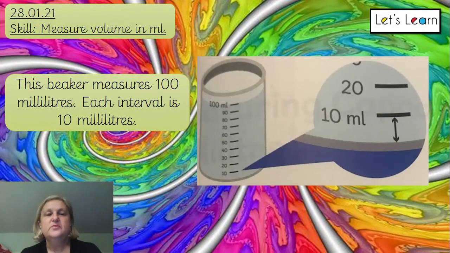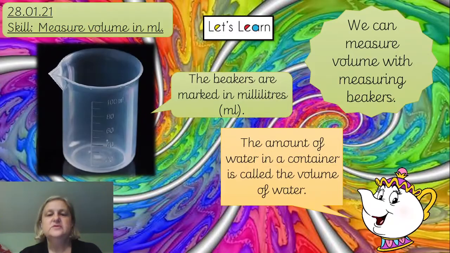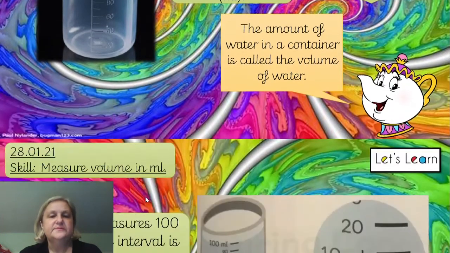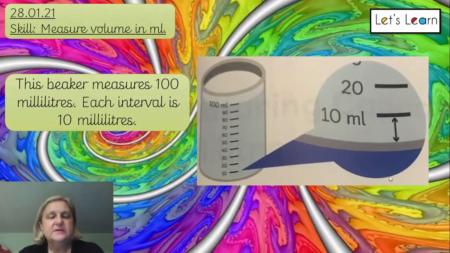So in this instance the volume is the liquid. Think of that. The volume is the stuff. The amount of water in the container is called the volume of water. So this beaker measures 100 milliliters, and each one of these, there are 10 milliliter intervals.